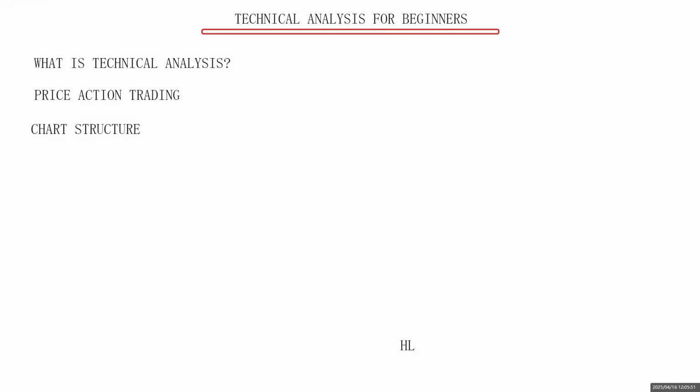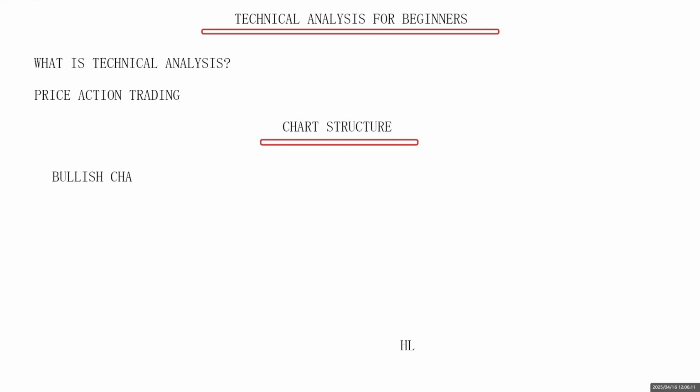Okay, so now that that has been talked about, what next are we going to be talking about? We are going to be talking about the two types of chart structures. Let's put chart structure in the middle right here, and we are now going to be talking about the types of chart structure. Under the types of chart structure, we have the bullish chart structure and the bearish chart structure.